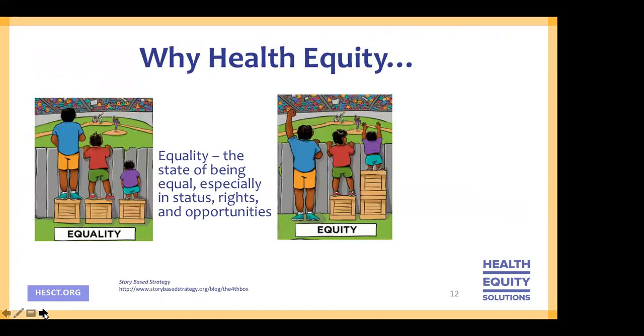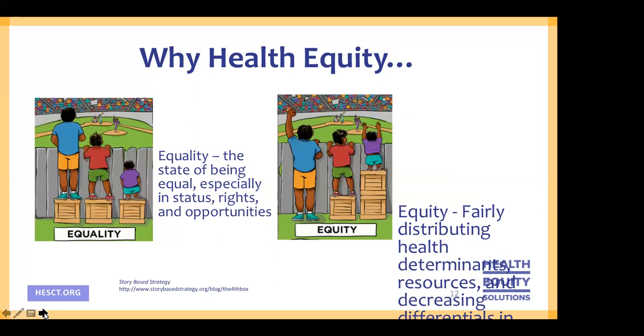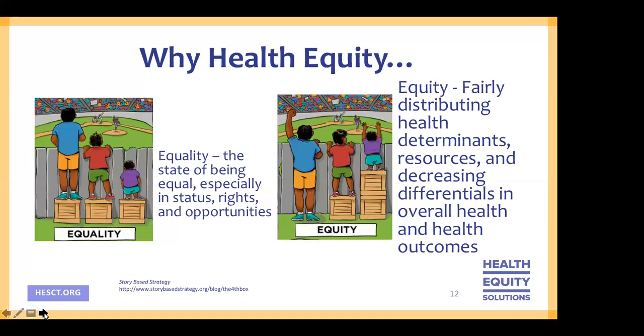Equity means that we have taken the same resources that we currently have in our system, but thought differently about how we distributed them. And this here, if we talked about health, we are now looking at how we look at the determinants of health and what resources we have, and we distribute them differently in order to decrease the differentials in overall health. The biggest thing I'd also like to point out in this picture before we go to the next slide is note we didn't add a single new resource to this picture. The three boxes are the same three boxes from the first picture.